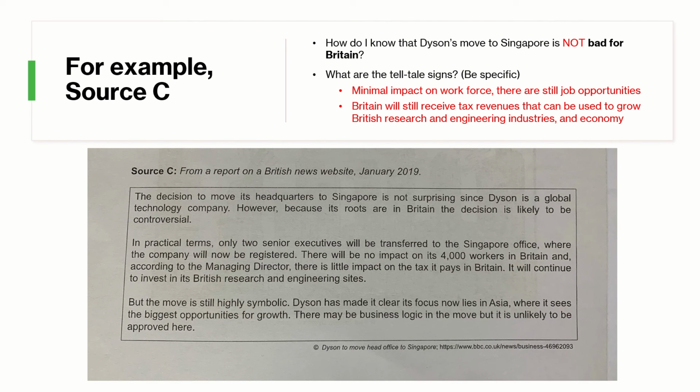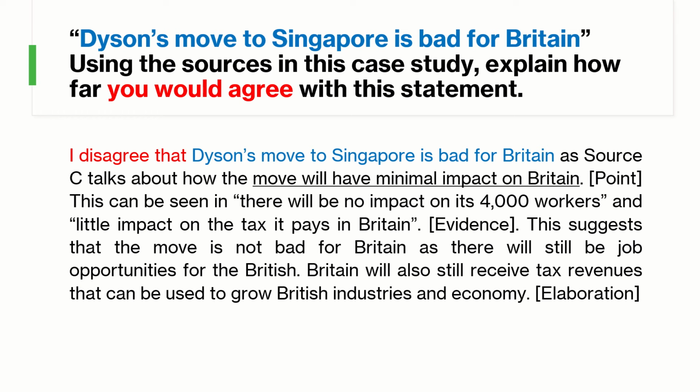So now that we have unpacked the telltale signs or the criteria to know that the move is not bad for Britain, let's talk about writing the paragraph here. Similarly, it's really the same method as the agree paragraph. Instead of starting with I agree, you write that I disagree, talk about your point, the move will have minimal impact on Britain, have your evidence, and then in the elaboration, just like how we were unpacking the criteria or the telltale signs to know that the move is not bad for Britain, you put it in your elaboration. So you realize our elaboration isn't just repeating that Dyson's move is not bad for Britain. It's actually rather specific. If not bad, why exactly? How do we know? I think it's quite clear lah.